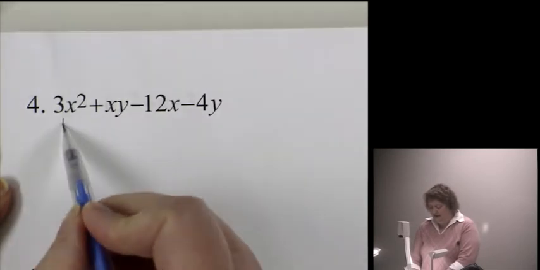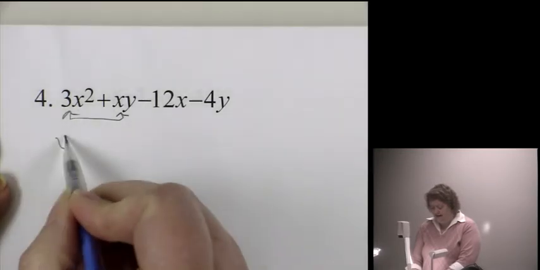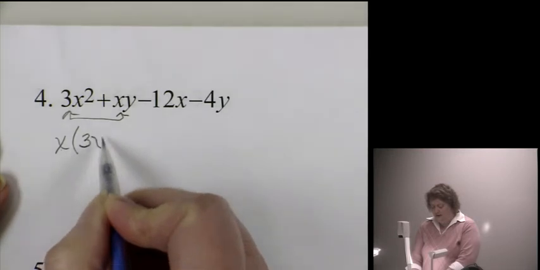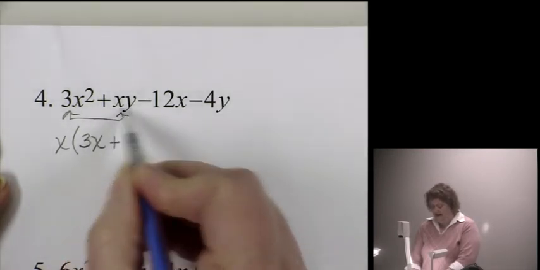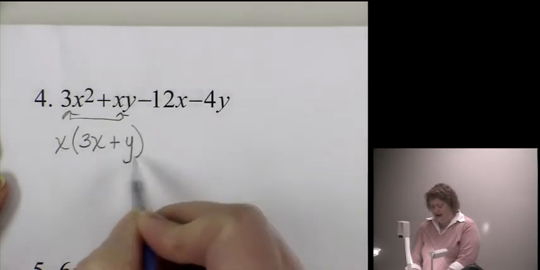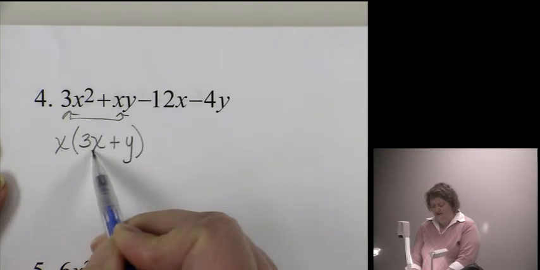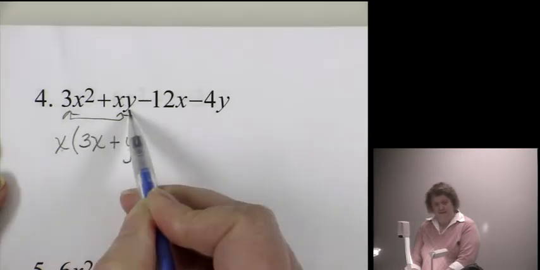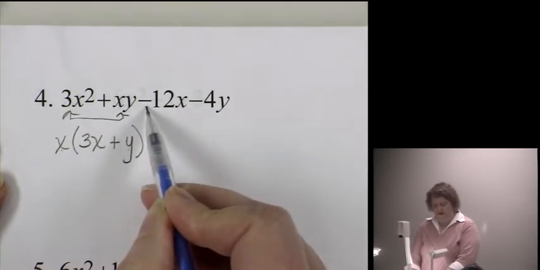On this one, again, let's look and see what the common factor for the first two terms is, and that would be an x. And when we take the x out of 3x squared, we'll be left with 3x. Factor out the x out of xy, and we're left with y. Because if I multiply those back, I'll get x times 3x is 3x squared. X times y is xy.